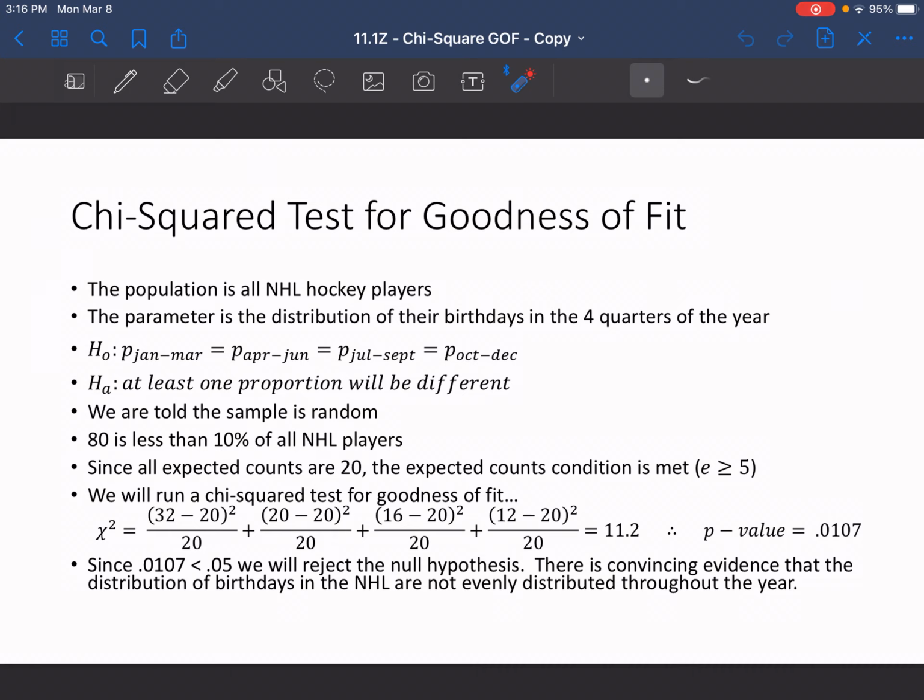So we want to define the parameter, which is the distribution of all NHL hockey players' birthdays in the 4 quarters of the year. From there, we want to define our hypotheses. Our null hypothesis is that there is no difference in the proportions of birthdays, essentially. They are all equal to one another. Our alternate hypothesis is that at least one proportion will be different.